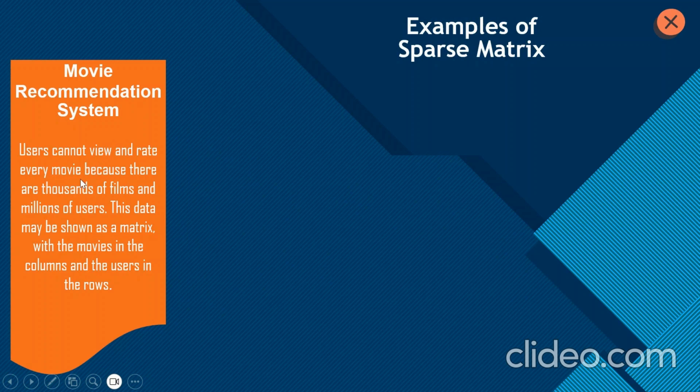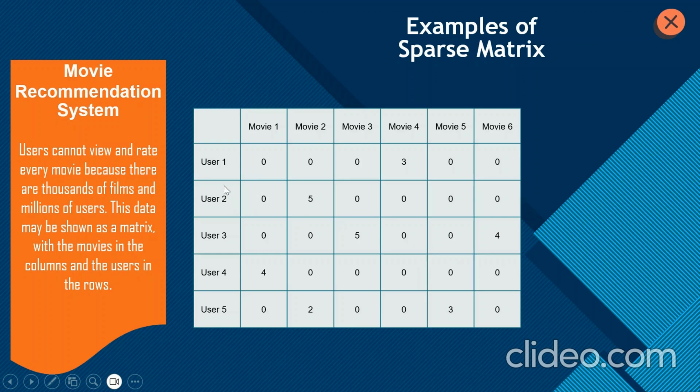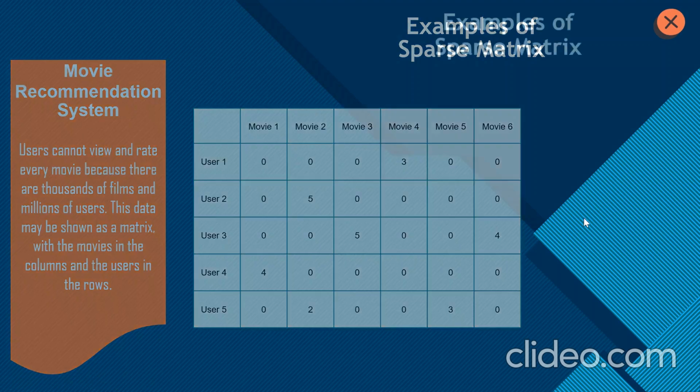Users cannot view and rate every movie because there are thousands, even millions of films and millions of users. So this data may be shown as a matrix with the movies in the columns and the users in the rows, like this. User 1 has not seen movie 1. Same for movie 2, he or she hasn't seen it. User 2 has seen movie 4 and can rate it. Similarly for the other users, and compared to the number of movies, there would be a lot of zeros, right?